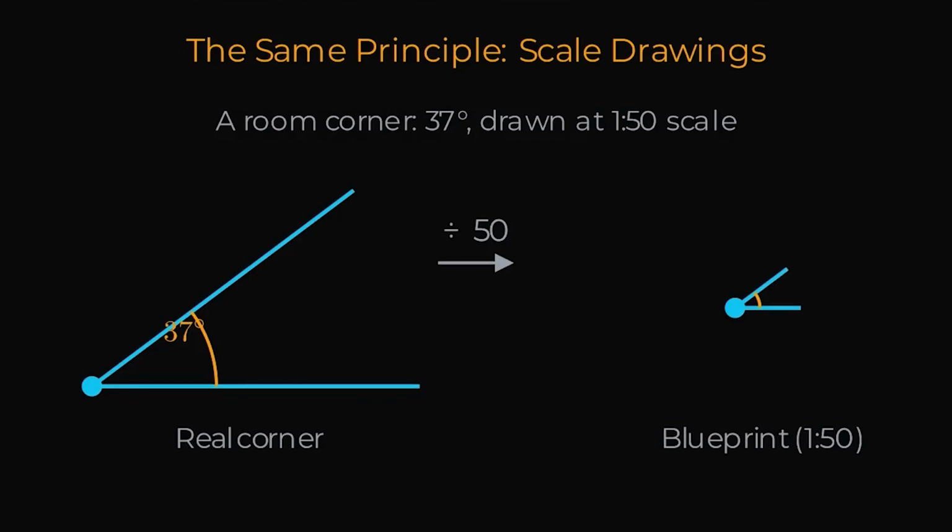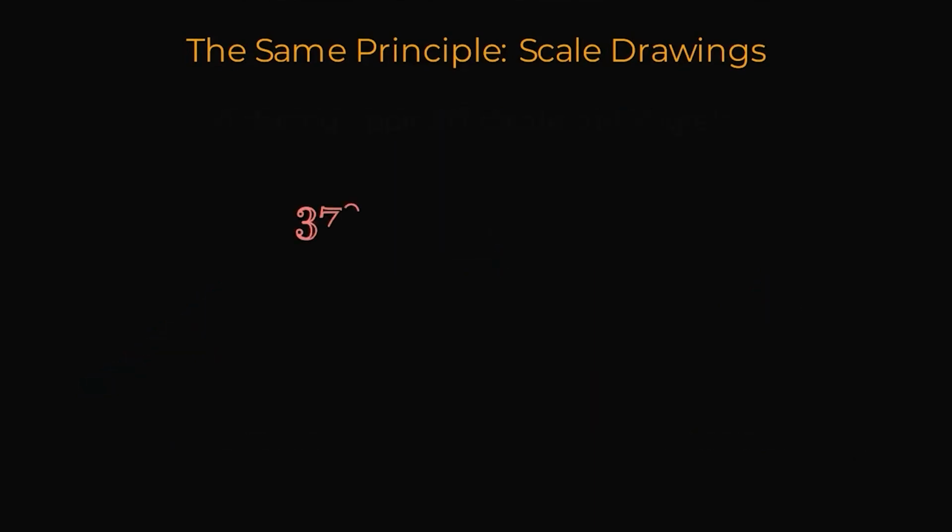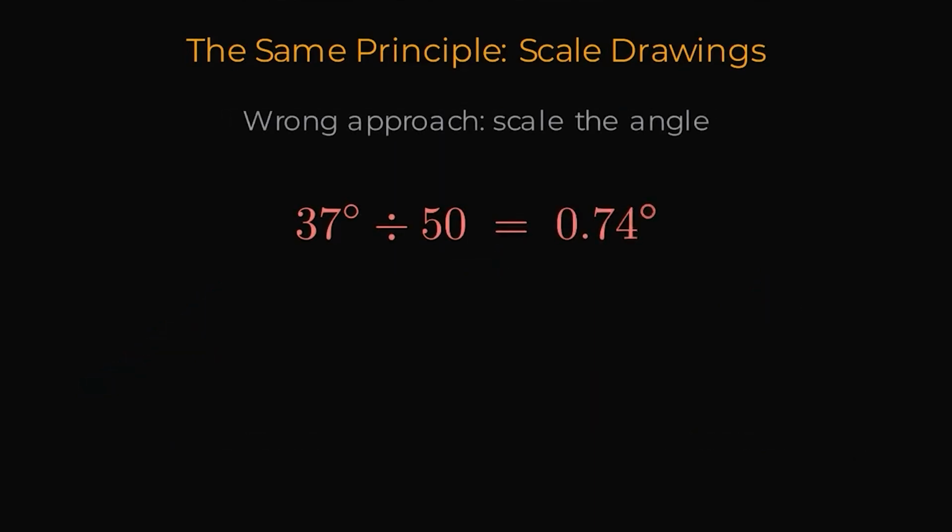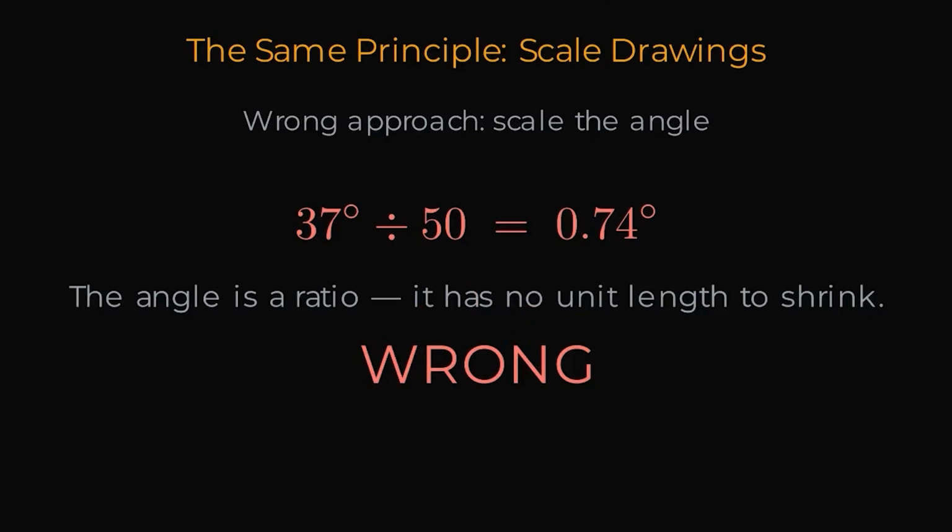The arm going right divided by 50. The arm going up at 37 degrees, also divided by 50. The wrong instinct. Divide 37 degrees by 50. That gives 0.74 degrees. Wrong. The angle is a ratio. There is no unit length to shrink. You cannot divide a ratio by a scale factor.